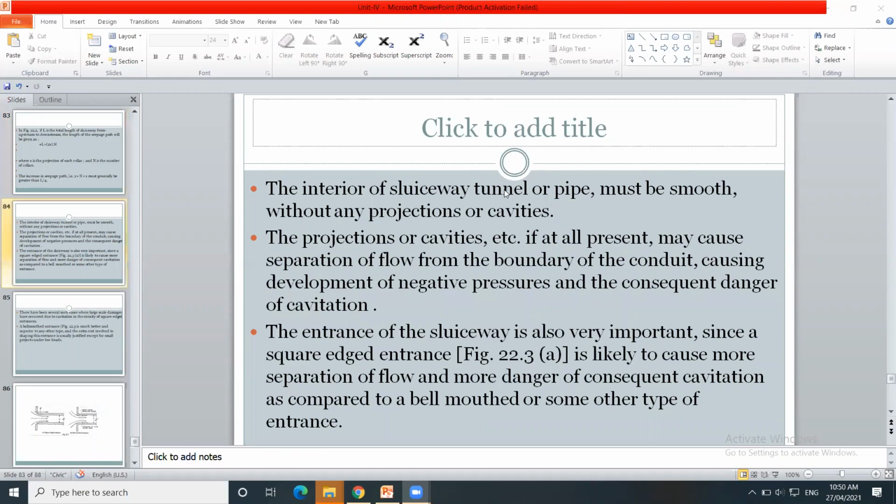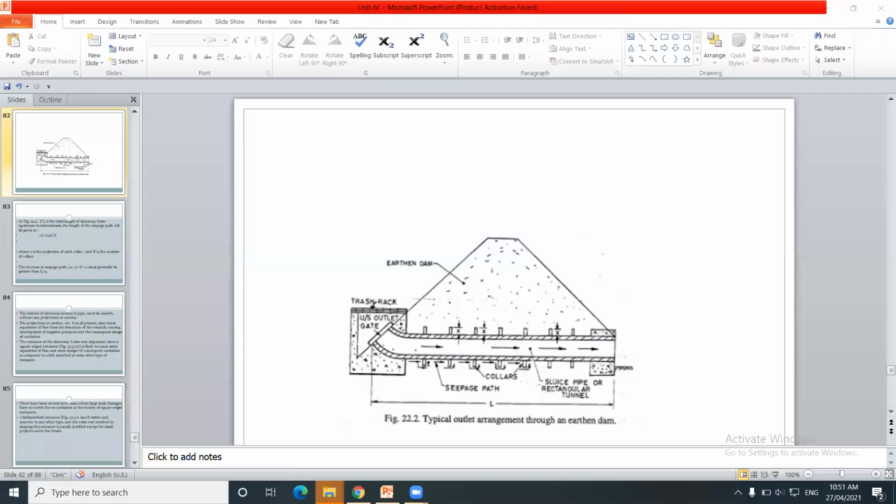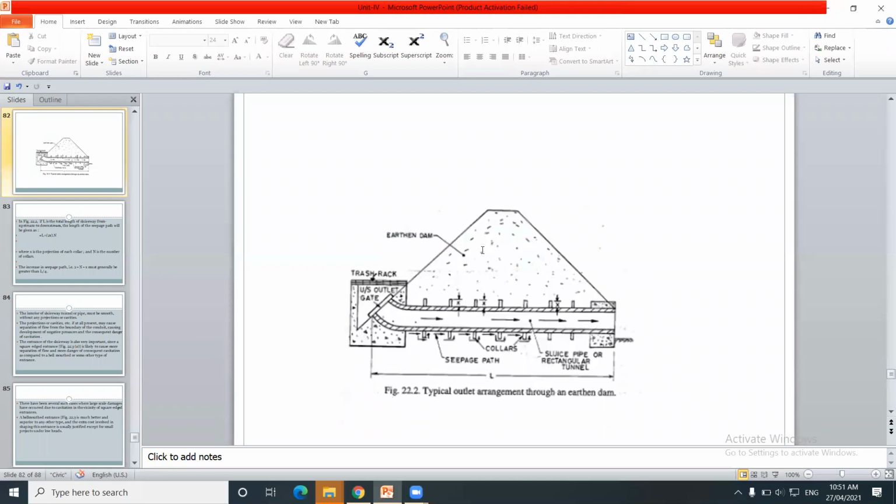The interior of the sluiceway tunnel or pipe must be smooth without any projections or cavities. Projections or cavities, if present, may cause separation of flow from the boundary of the pipe or conduit, causing the development of negative pressure. For that reason, the interior of the sluiceway should be smooth.